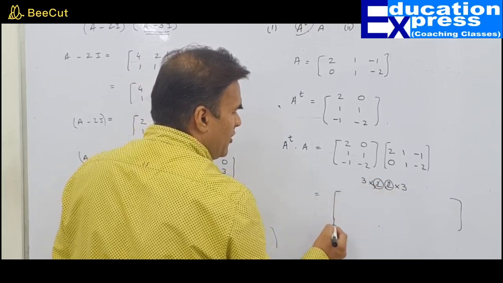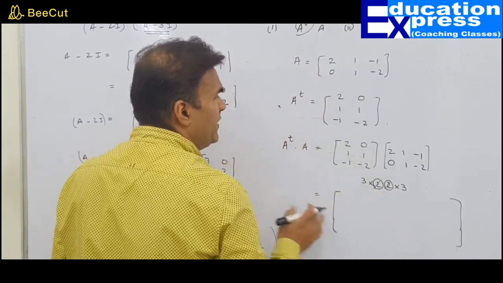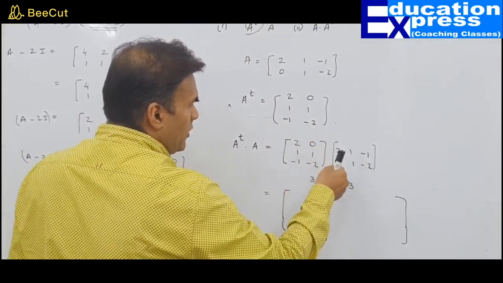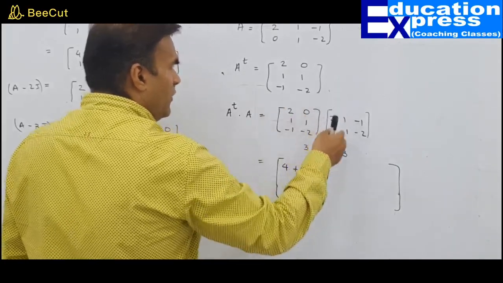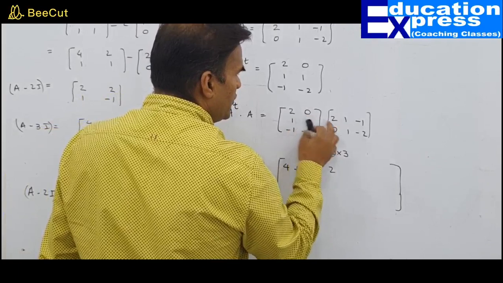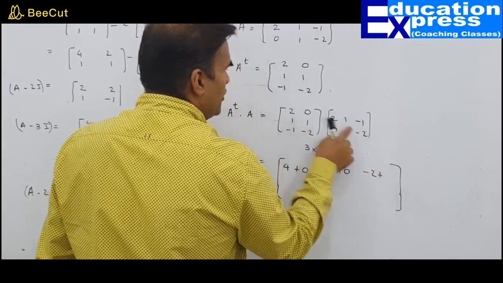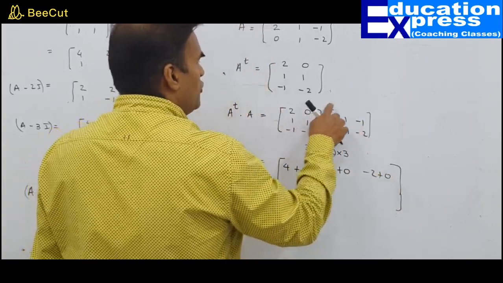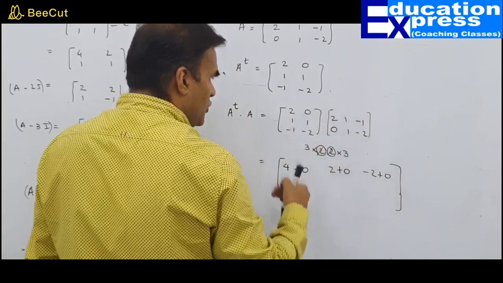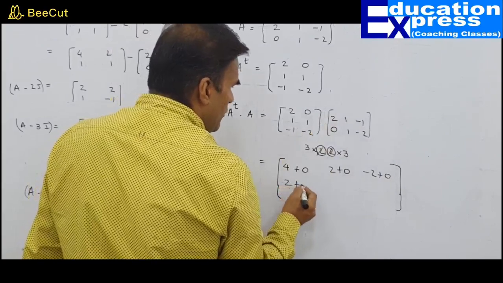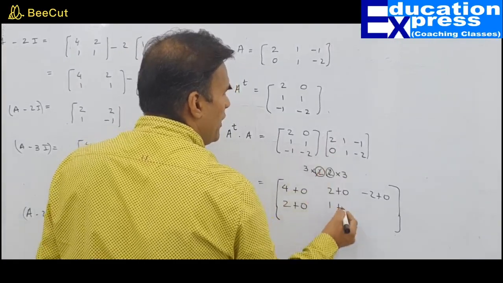How to go about the 3 by 3 order? Please have a look over here. Please concentrate. This row into this column: 2 into 2, 4, plus 0 into 0, 0. Further, 2 into 1, 2, plus 0 into 1, 0. 2 into minus 1, minus 2, plus 0 into this, 0. So this row and this column done. We are shifting to the next row. So go down. 1 into 2, 2, plus 1 into 0, 0. 1 into 1, 1, plus 1 into 1, 1.